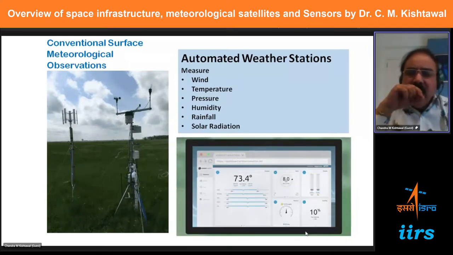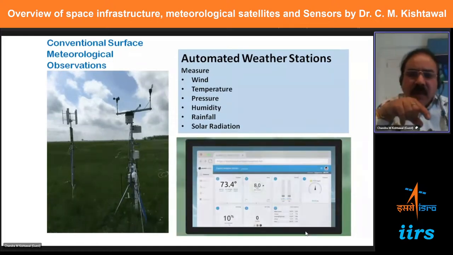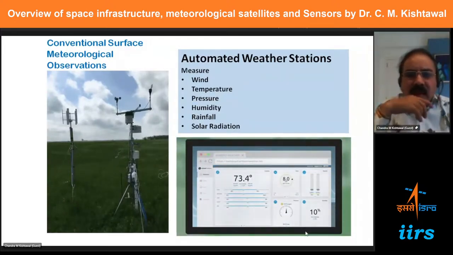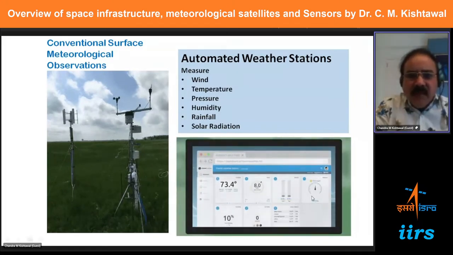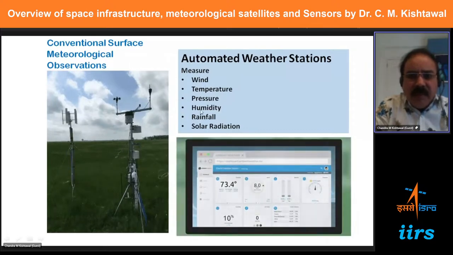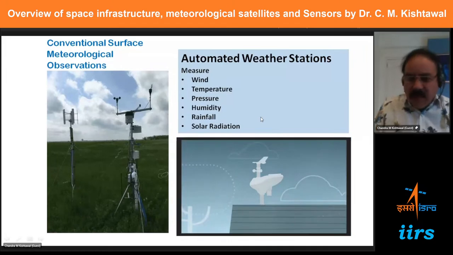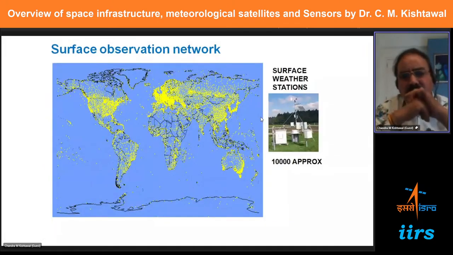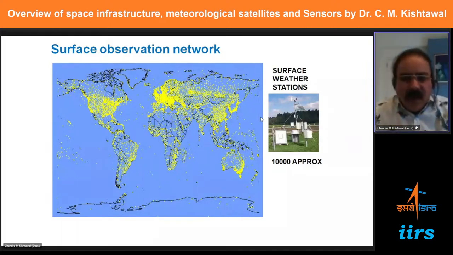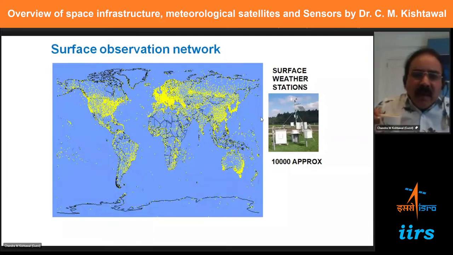Satellites are still not very good at getting the values very near to the ground. So even after the development of satellites, these instruments are still very valuable. These are basically the traditional way of doing it. They measure wind, temperature, pressure, humidity, rainfall, solar radiation, etc. And there are approximately 10,000 sites which maintain these observations, and these 10,000 sites are basically government sites. They are maintained by different governments, like the Government of India, Australia, Africa, the USA, etc.